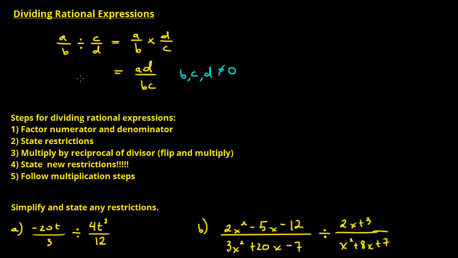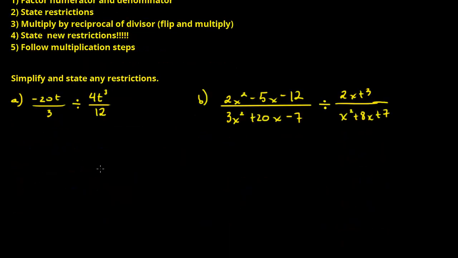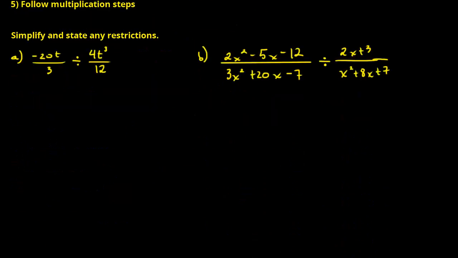I wrote out some steps for dividing rational expressions. The first thing that you're going to do is factor the numerator and denominator. Then you're going to state any restrictions that come up on the variables. You can then take the reciprocal of the divisor and multiply by that reciprocal, and that's the same thing as division. After this step, you're going to state any new restrictions that arise, and then you're just going to follow the regular steps for multiplication of rational expressions. So let's look at a couple of examples, the best way to learn how to do this.